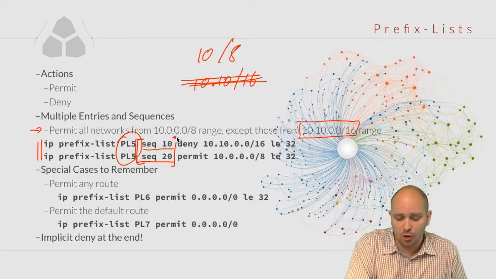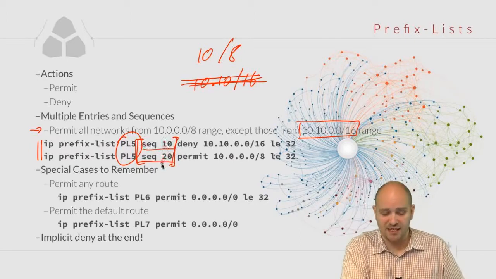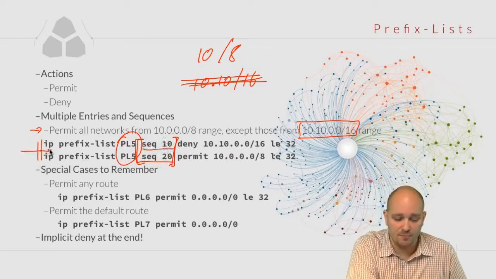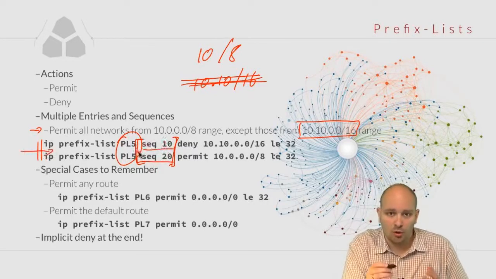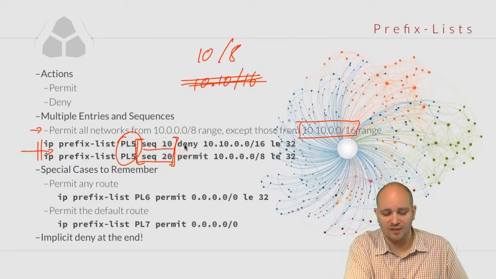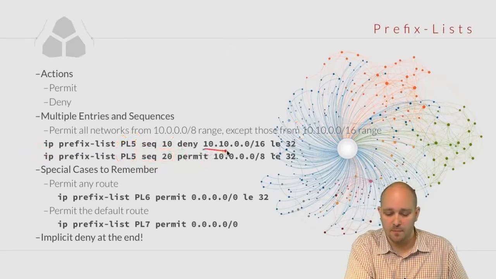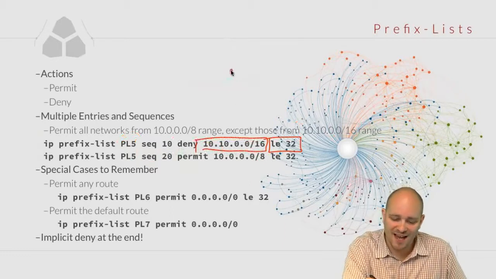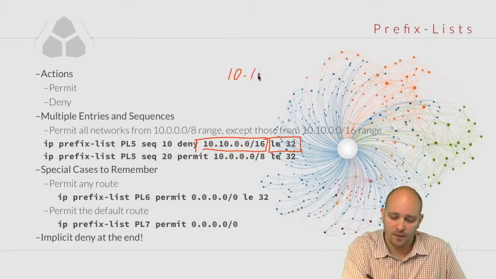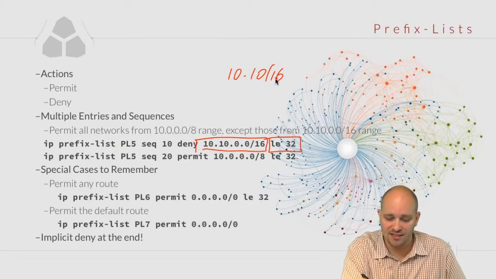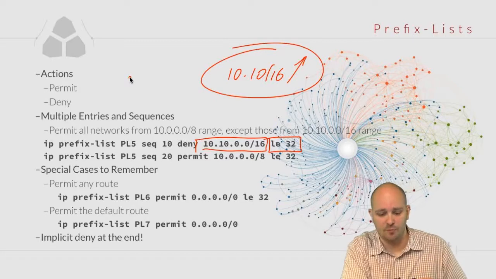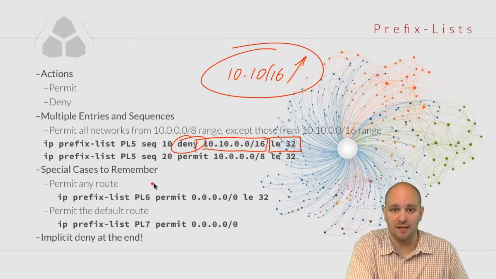But I think it's a good thing to remember that there is this sequence syntax here, because then you can insert the entries in between if you need them down the road. So the logic here is, first we are going to deny 10.10.0.0/16 lower or equal 32. So here we are saying anything that comes from 10.10/16 range, so /16 or above. So we are saying any prefix that comes from this particular range is going to be denied.